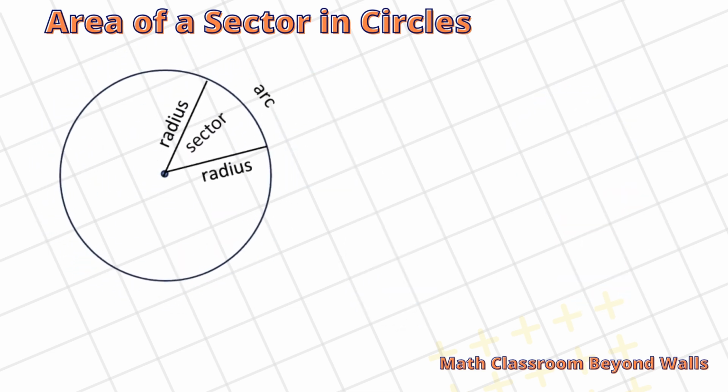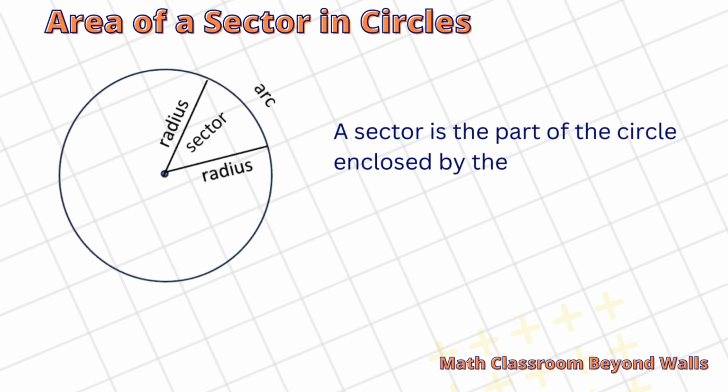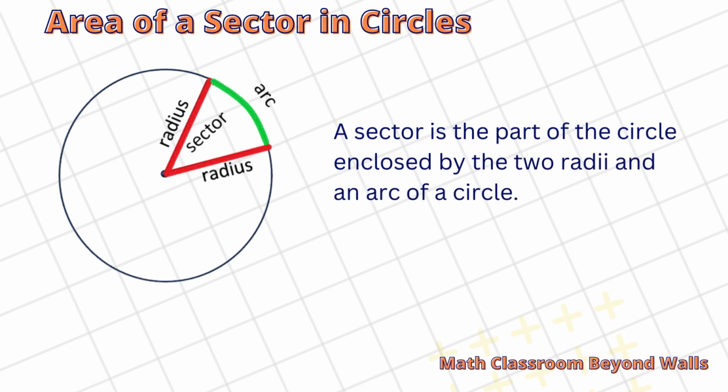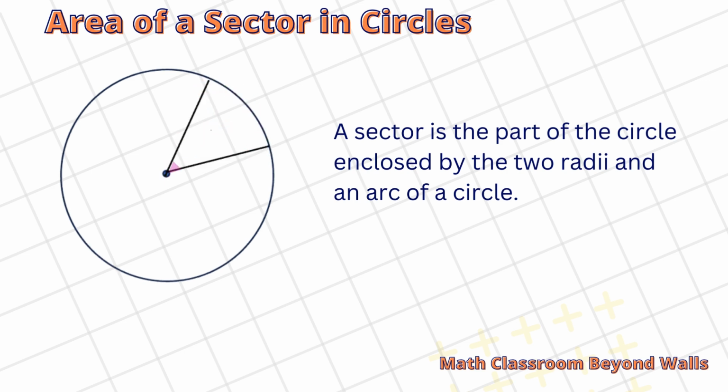Let us first describe what a sector is. A sector is the part of the circle enclosed by two radii and an arc of a circle. You may think of a sector as a slice of pizza. The area of a sector, the shaded part, is the amount of space occupied by the sector.